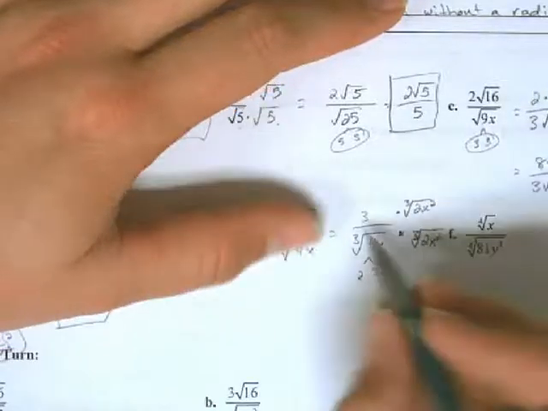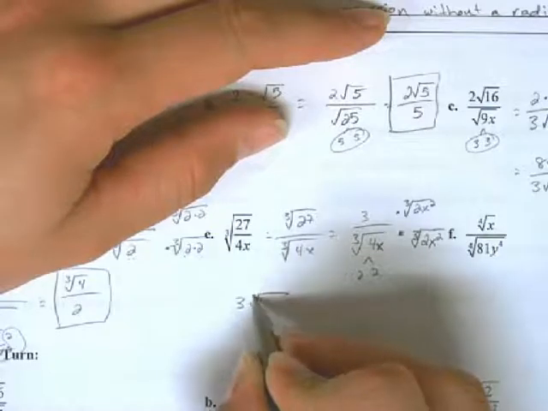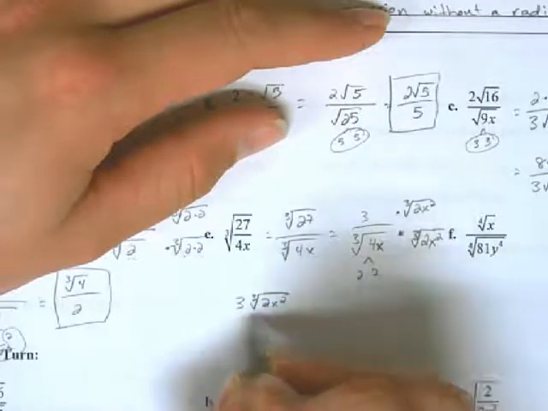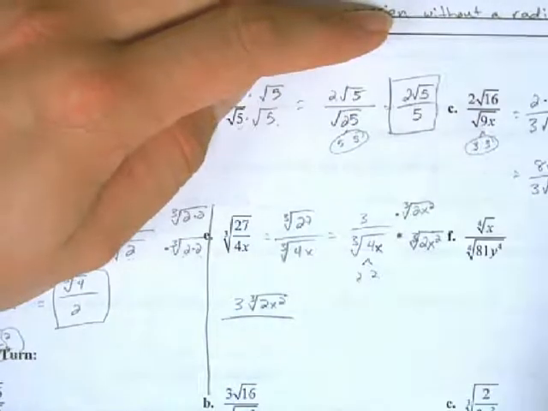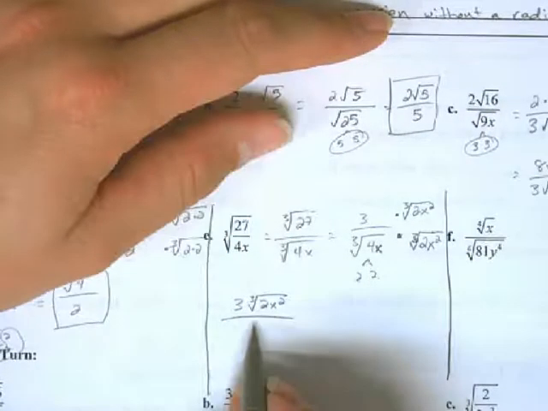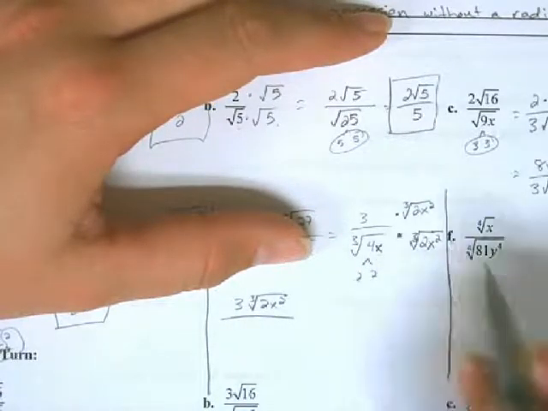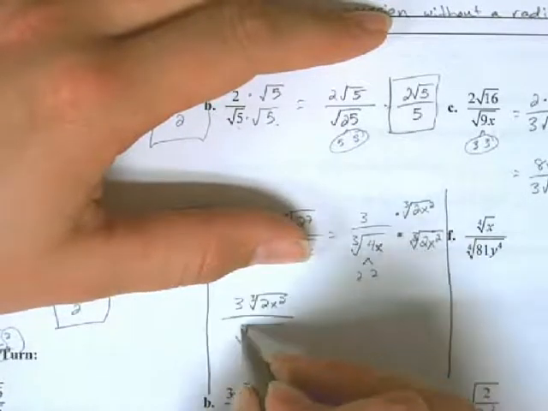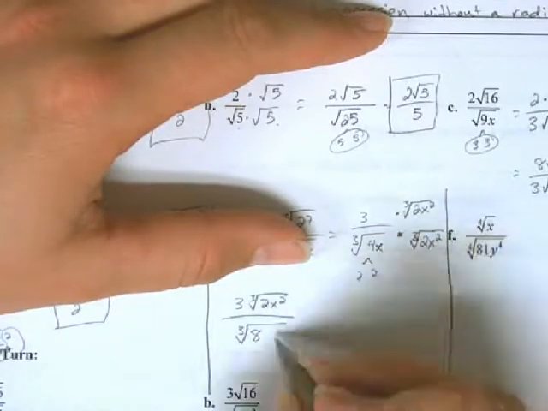So on top there, I just get the 3 cubed root 2x squared over, and on bottom, let me block this off a little bit. When you look on bottom here, the cubed root of 4x times the cubed root of 2x squared would be the cubed root. 4 times 2 is 8. x times x squared is x cubed.